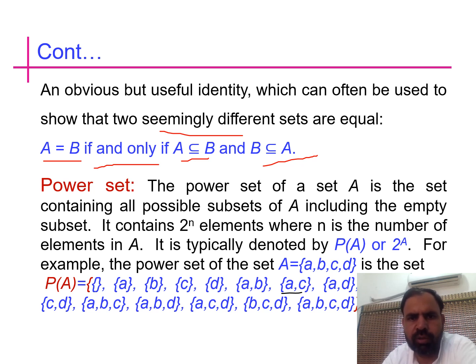For example, the power set of {A, B, C, D} is a set. We can write all the subsets: empty, {A}, {B}, {C}, {D}, then {A, B}, {A, C}, {A, D}, then {C, D}, {B, C}, {B, D}, and then {A, B, C}, and so on, and after all we can write all these elements. Here the number of elements is 4, so 2 raised to the power 4 is 16.